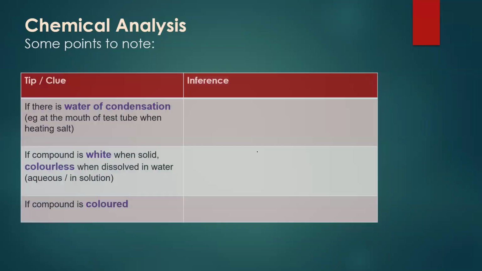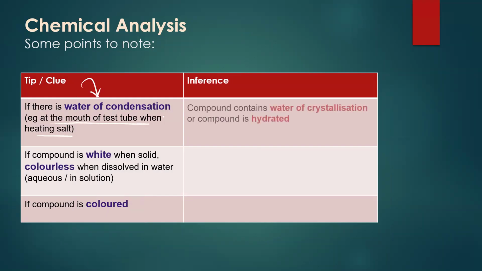Chemical analysis, some points to note in chemical analysis in question number 3. If there is water of condensation at the mouth of the test tube, what does it mean? A compound contains water of crystallization, or the compound is hydrated. This is very common in most of the questions: when we heat the solid substance, condensation appears at the top of the test tube, at the mouth of the test tube. So it means that the solid is hydrated.